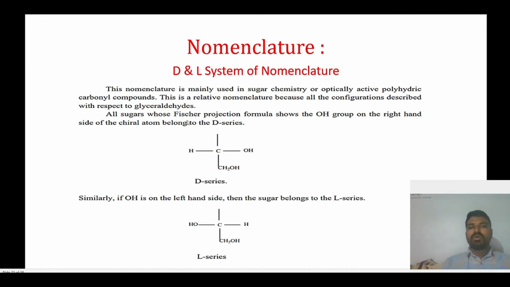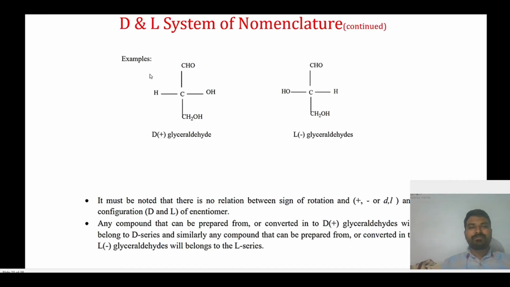All sugars whose Fischer projection formula shows the OH group on the right hand side of the chiral atom belong to the D series, and similarly if OH is on the left hand side, then the sugar belongs to the L series. Okay, as I have said, if the OH group is on the right hand side, it is the D series, and if the OH group is on the left hand side, it is the L series. See this example: D-plus-glyceraldehyde and L-minus-glyceraldehyde. See, the OH group is on the right hand side, so D, and the OH group is on the left hand side, so it is L.